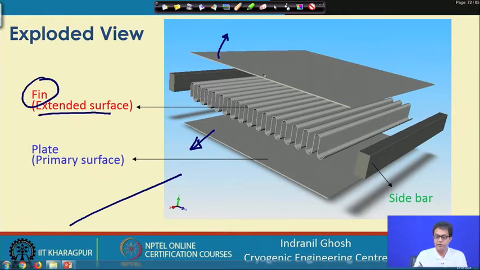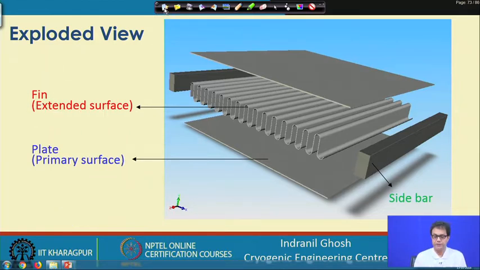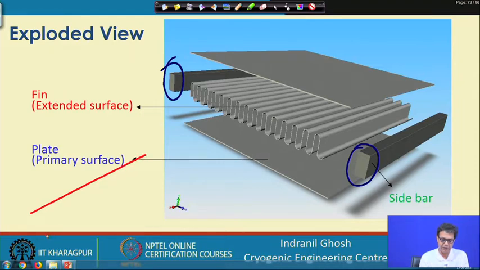So, in between these two plates or the primary heat transfer surface area we have some fins or extended heat transfer surface. Now, here what we have is something called a sidebar. This is the sidebar, on this side also it is a sidebar. So, that means we want to make a channel. This channel is made of one primary surface area, another primary surface area, and in between we have the fin.